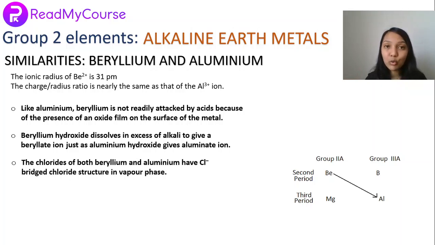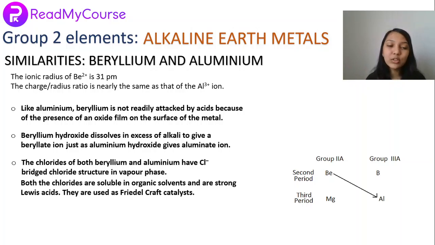So then the chlorides of beryllium and aluminium have a chloride-bridged structure in the vapor phase. We discussed the halides, right? We saw the chlorides of beryllium. Even the aluminium ion has the same kind of chlorides, that is, they have a bridged structure. Fine, the chloride is bridged in the vapor phase.